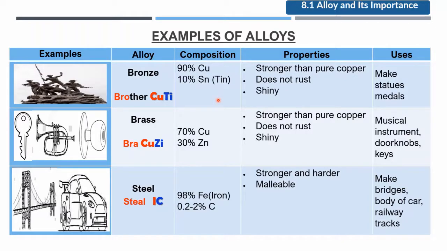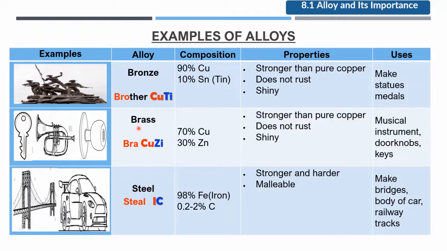Okay, next I will share with you some easy ways to memorize the composition of alloys. There are 6 alloys we need to memorize. Number 1, bronze. You only need to remember "brother Chuti". Brother represents bronze. Chuti represents the composition. The major composition is copper, Cu, and then Ti represents tin. So brother Chuti: copper and tin.